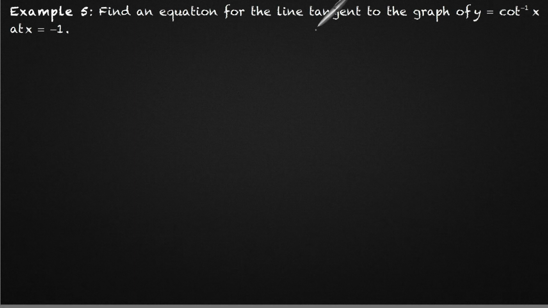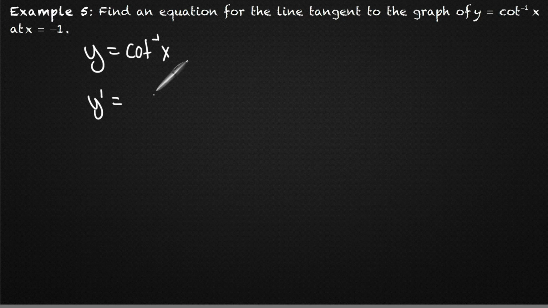Okay, as everything else that we've done, we have something that's asking us to find a tangent line to the graph. So that means we need the point and the slope. So let's start with the slope. We are going to say, okay, y is equal to inverse cotangent of x. And so our y prime is going to be negative 1 over 1 plus x squared, and that's from our table. So we can actually plug in our negative 1 into our derivative to get our slope.